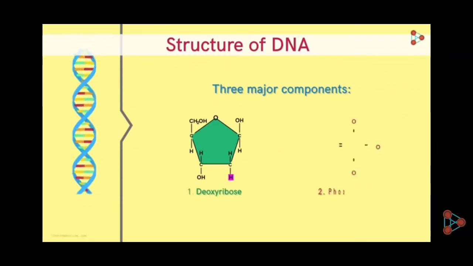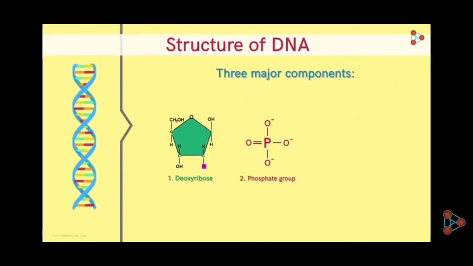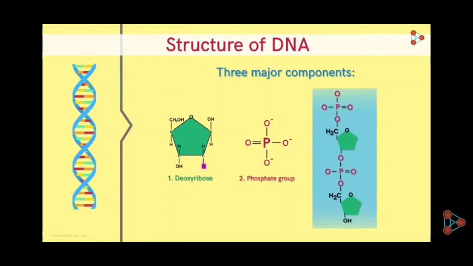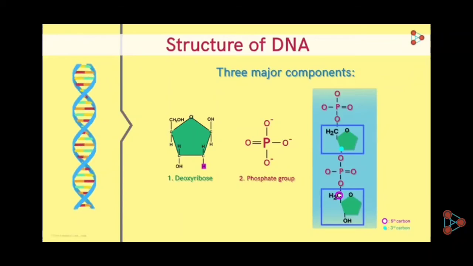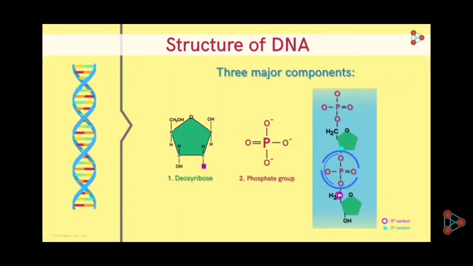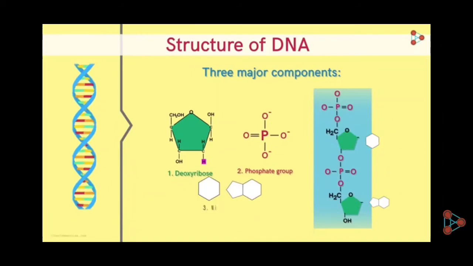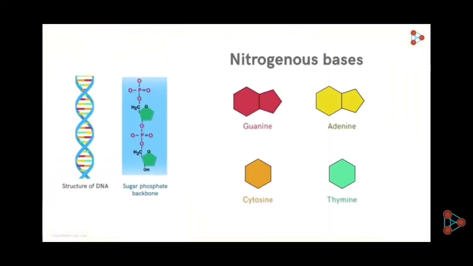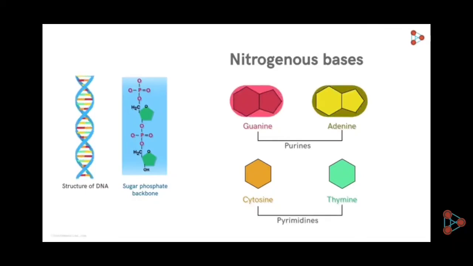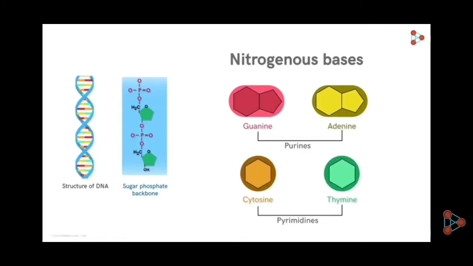The second component is phosphate group. This helps bind the two deoxyribose molecules together. The third and the fifth carbon atoms of the adjacent deoxyribose molecules are bound by the phosphate groups. Lastly, the nitrogenous base forms the core of the double helix. These are four different molecules that bind in pairs. Two of them are called purines and the other two are called pyrimidines. Adenine and guanine are the two purines which bond with the pyrimidines, thymine and cytosine.